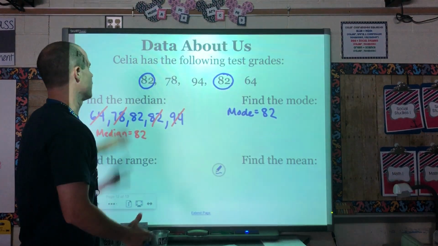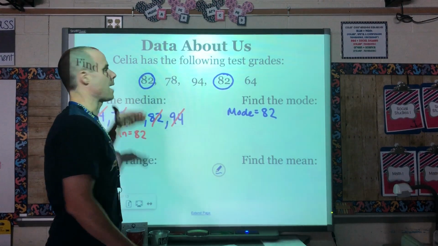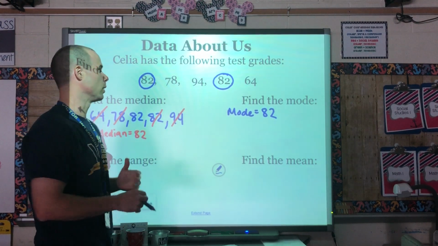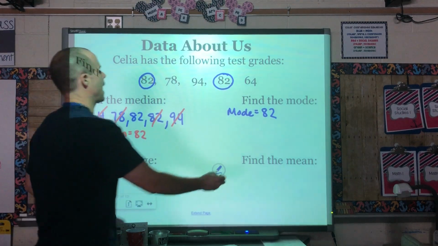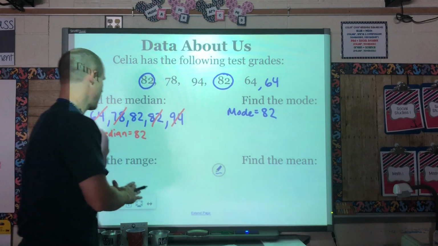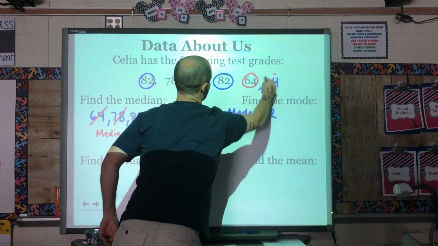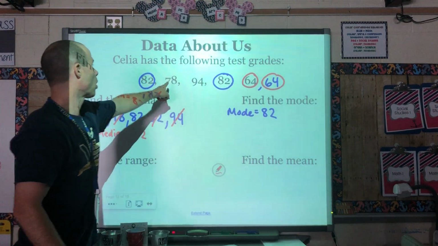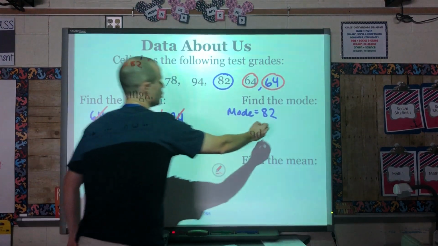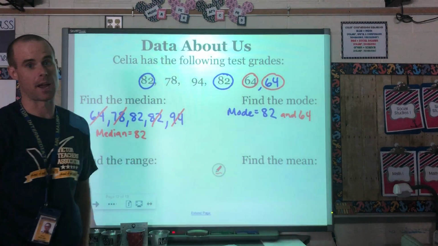Sometimes with mode, if all the numbers occur the same amount of times, like if all of them only happened one time, then we would have no mode at all. Or sometimes, if we added another test grade of a 64, now I have two 82s and two 64s, so they both occur more often than the 78 and the 94. So the mode would then be 82 and 64. So you can have more than one mode sometimes.